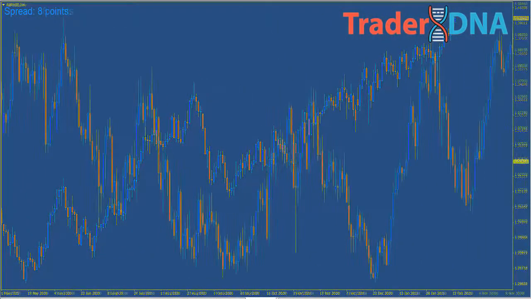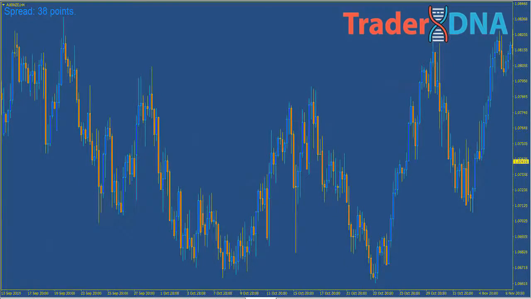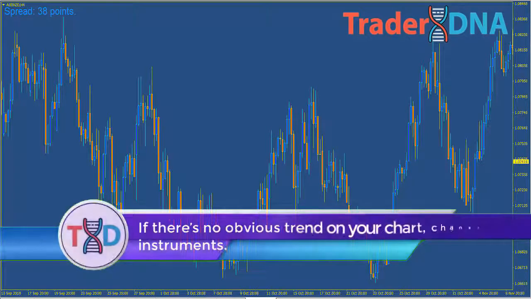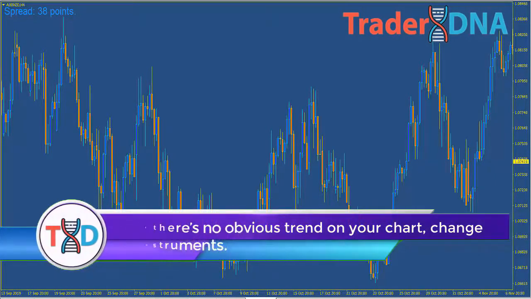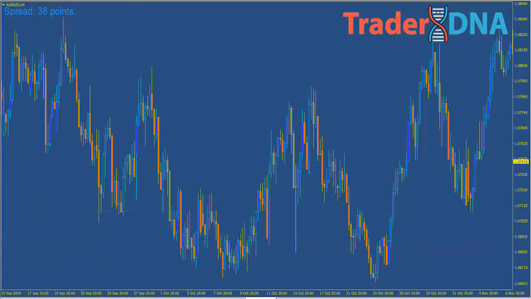Now, what about this one? Although you have to lean in closely, squint a little, and scratch your head, it's likely that there's no trend there. If there's no obvious trend on your chart, change instruments. There are thousands of markets to trade. Keep looking until you find a trend that jumps off the screen at you. Here are some examples.